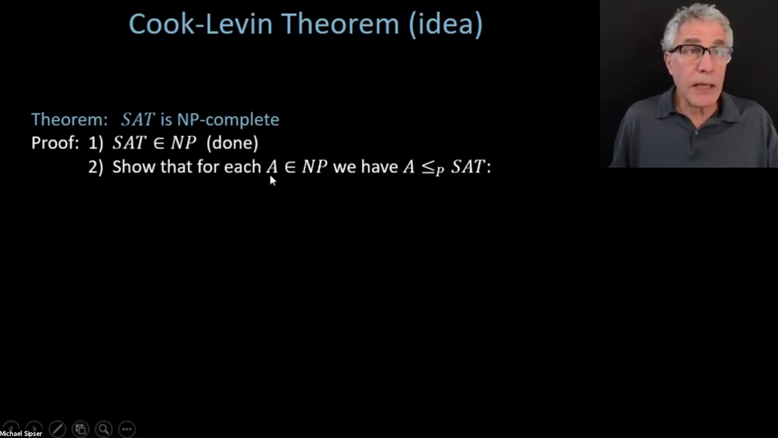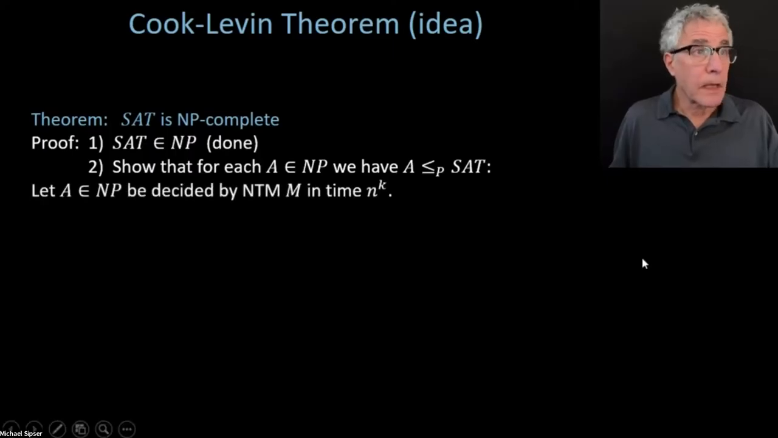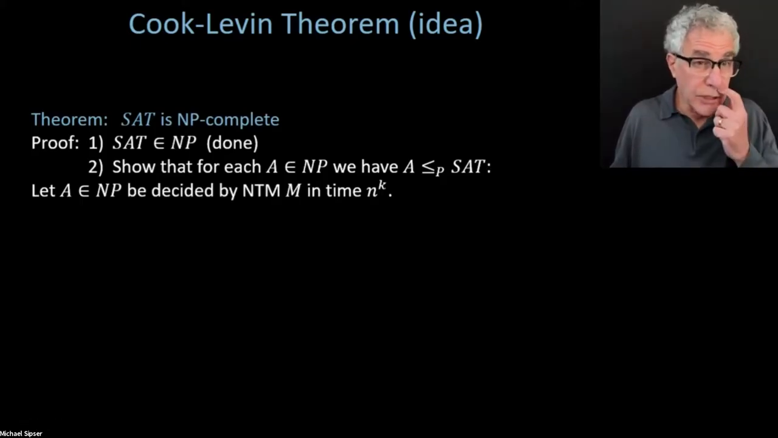Now we're going to pick some language A in NP and show that A is polynomial time reducible to SAT. So this is going to apply to any language A in NP. Let A be some language in NP. It's decided by some non-deterministic Turing machine M in time n to the k. That's what it means to be in NP. I'm ignoring the constant factors. We could carry that throughout the proof, but it would just make the description more cumbersome and wouldn't change any of the ideas.